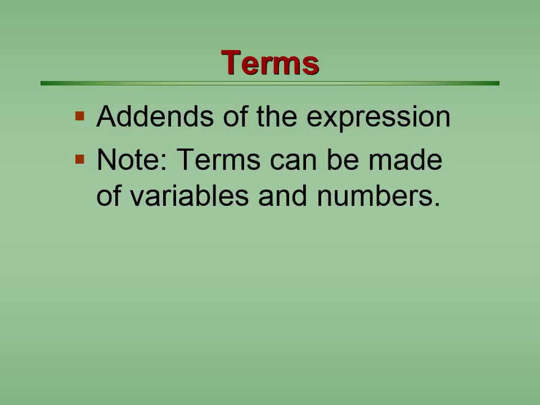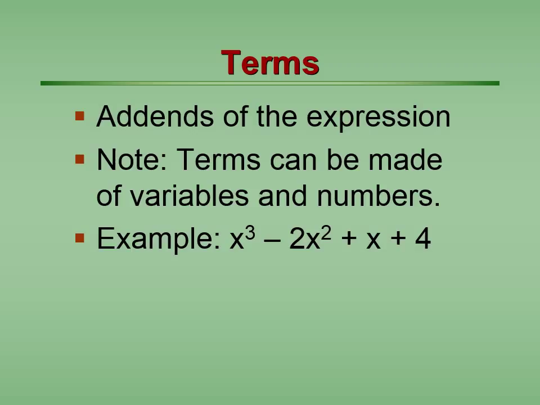Terms can be made of variables and numbers. It could be just a variable, it could be just a number, or it could be a combination of numbers and variables. And when we say combination, we mean multiplying and dividing, like 2x. 2x is a combination of a number and a variable, but we're really multiplying 2 times x.